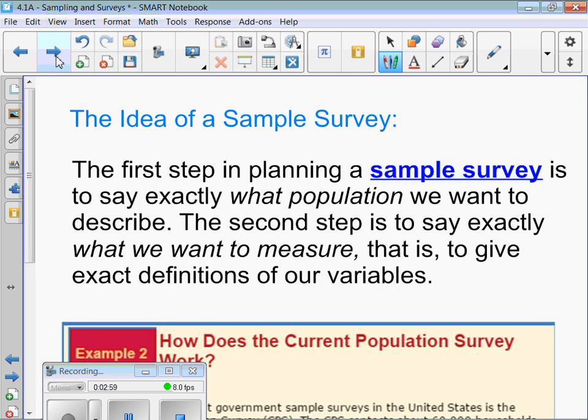All right, so a sample survey. What's a sample survey? The first step in planning a sample survey is to say exactly what population we want to describe. So we're trying to get everyone's opinion in the U.S., even though we're not going to actually survey everyone. And the second step is to say exactly what we want to measure. That is to give exact definitions of our variables.